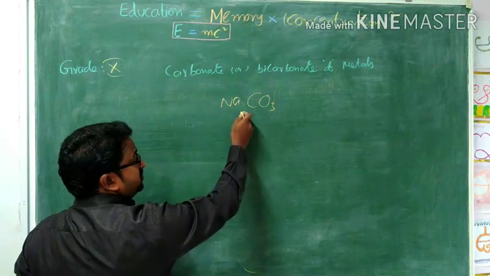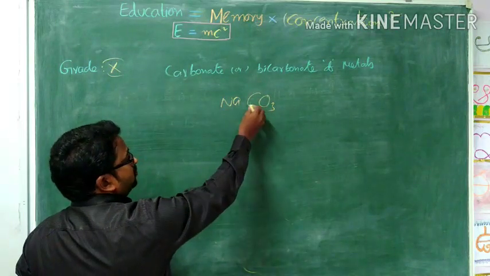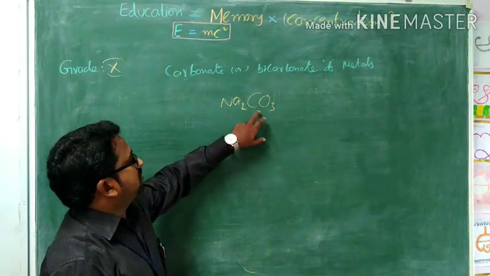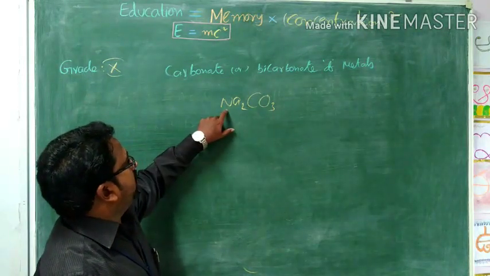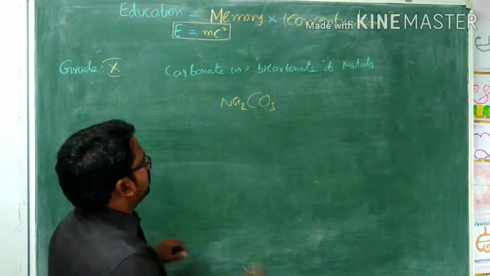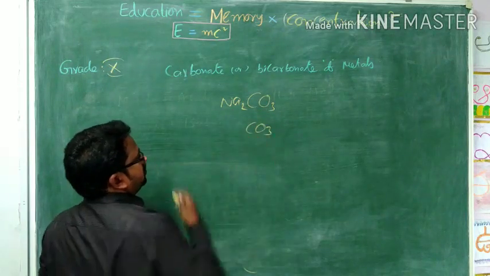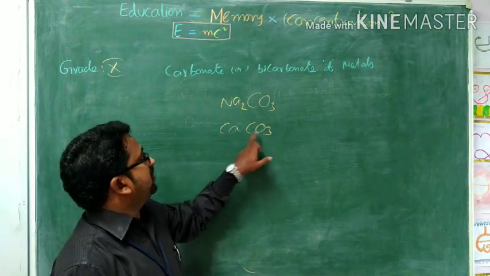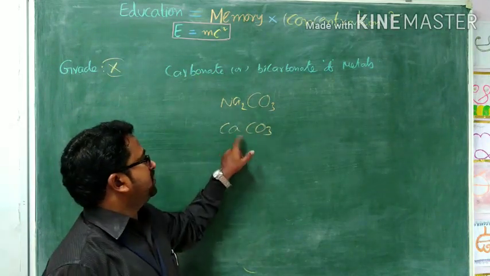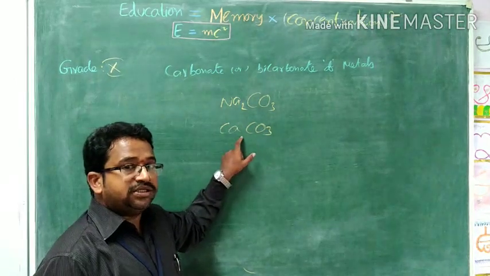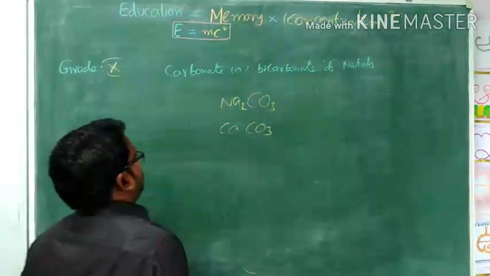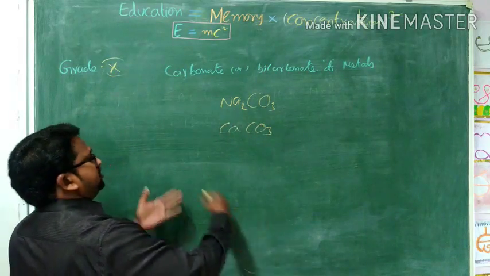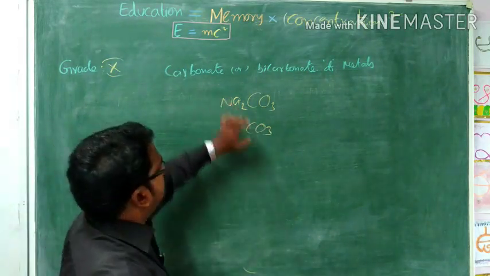But what is the valence of sodium? 1. Carbonate valence is 2. So, Na2CO3. Sodium carbonate. CO3 means carbonate. Metal carbonate. If I want to take CO3, I will write calcium here. Calcium is a metal. Calcium and CO3 means carbonate. Calcium carbonate. Like that you may write magnesium carbonate, zinc carbonate, iron carbonate, like that so many.